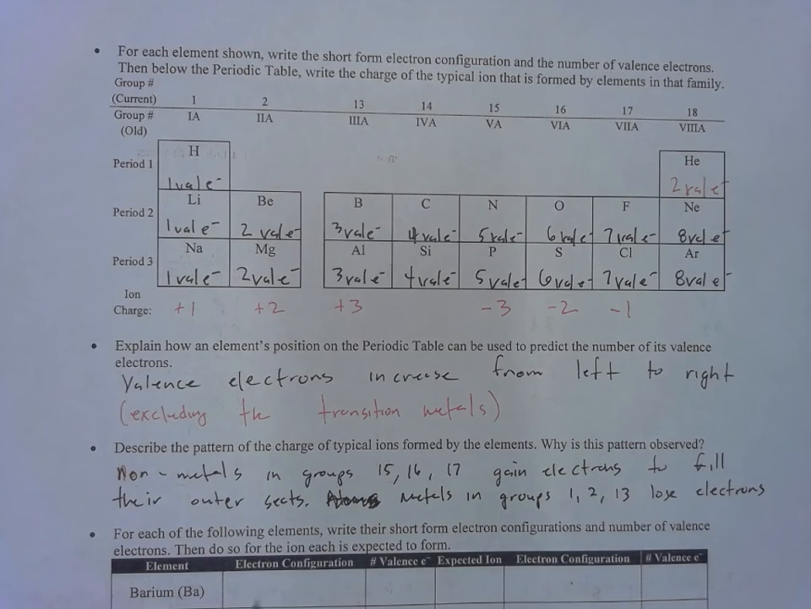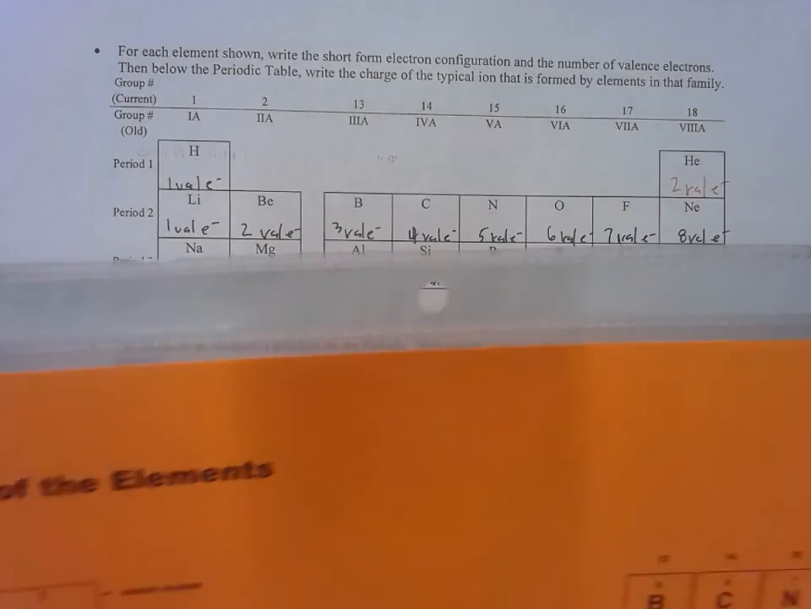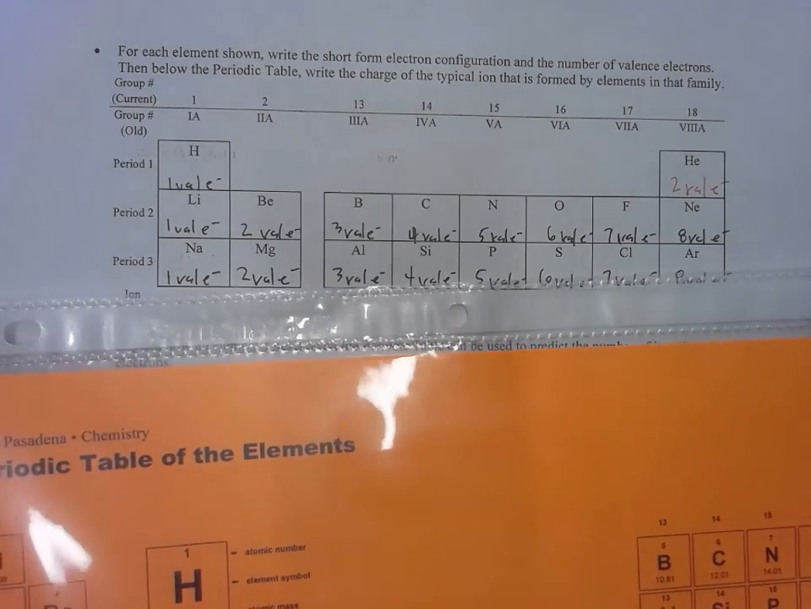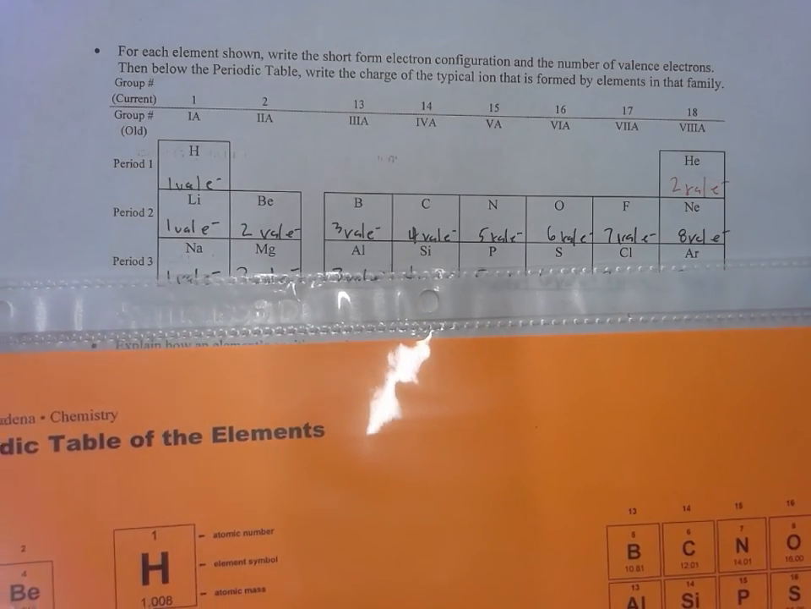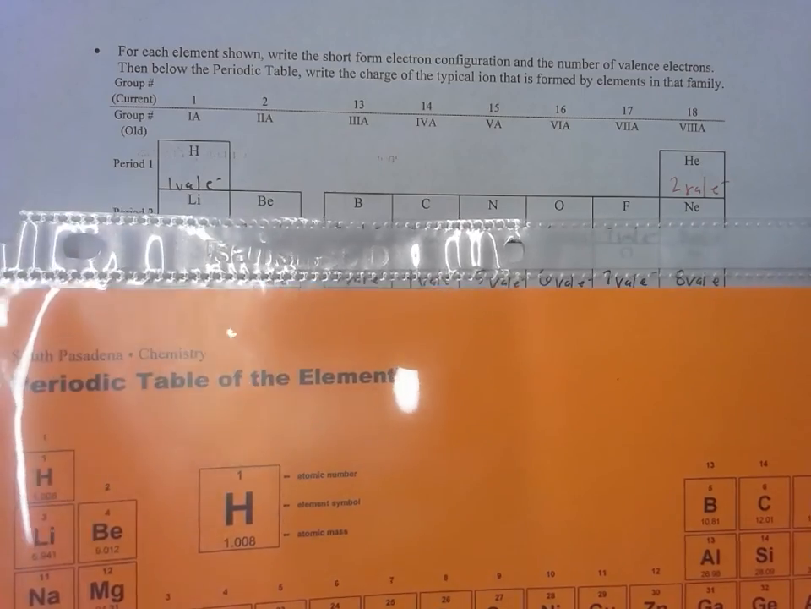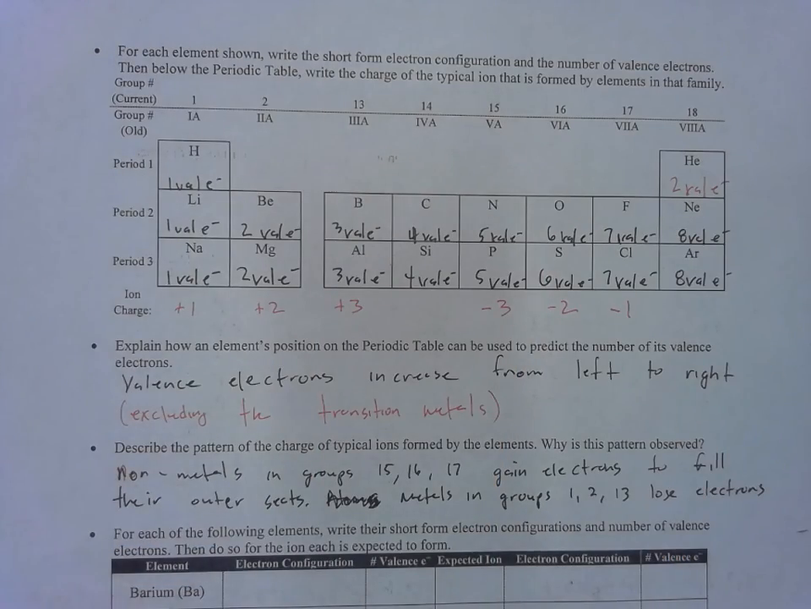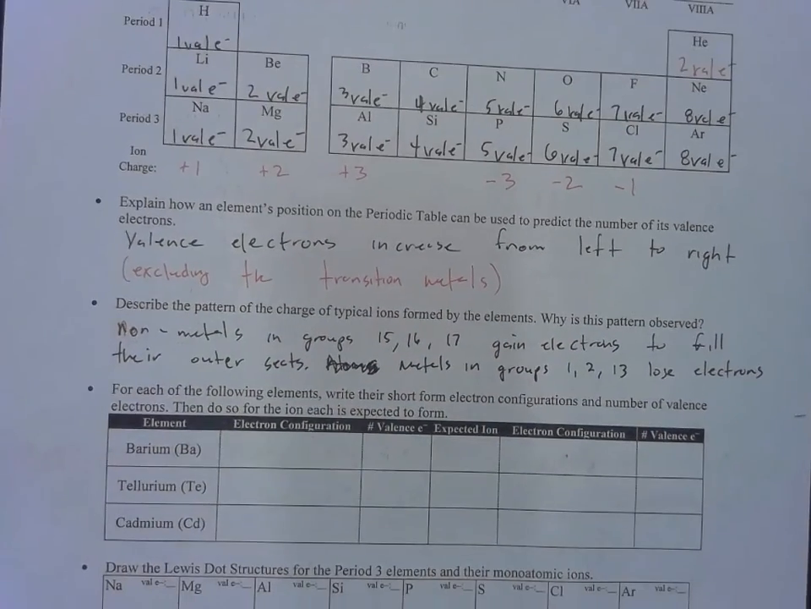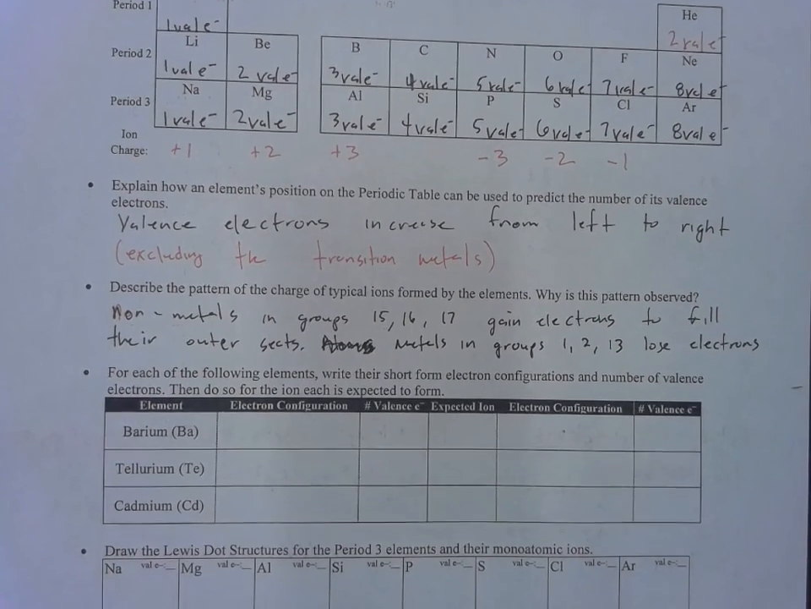So let's go ahead and do the electron configuration for barium, tellurium, and cadmium. Then we'll do their ions. Okay, so for barium, barium's Ba. Where did it go? Barium, Ba. Okay, it's all the way down here. You know what? Let me do this. This is going to go long if we do this. So let me go ahead and start a new video here.